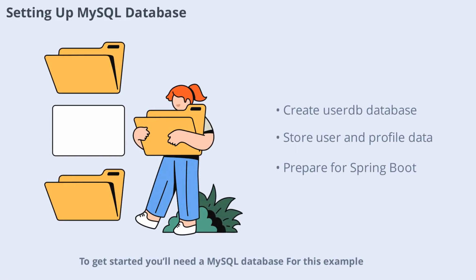To get started, you'll need a MySQL database. For this example, let's create a database called userdb. This is where all your user and profile data will be stored. Using the command create database userdb, you set up a dedicated space for your application's data. With the database ready, you're prepared to connect your Spring Boot project and begin defining your entities and relationships.